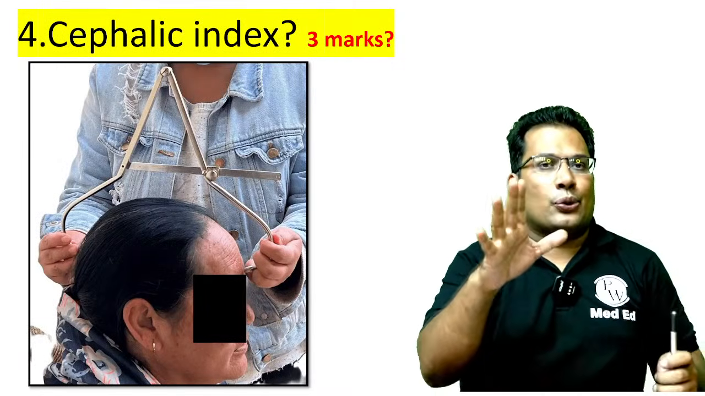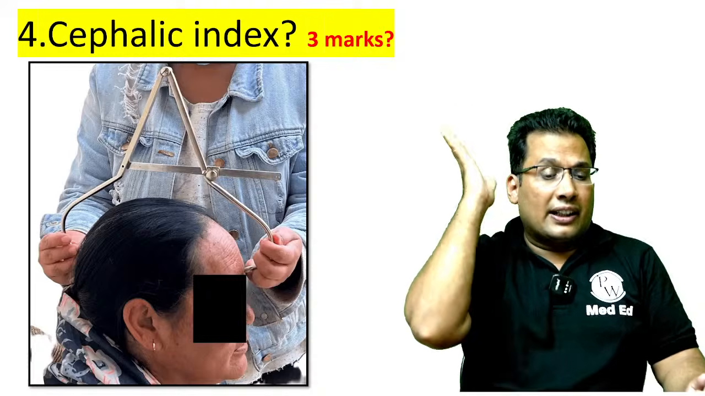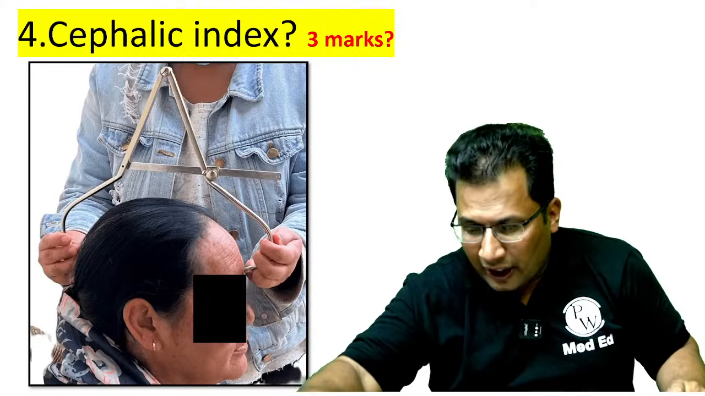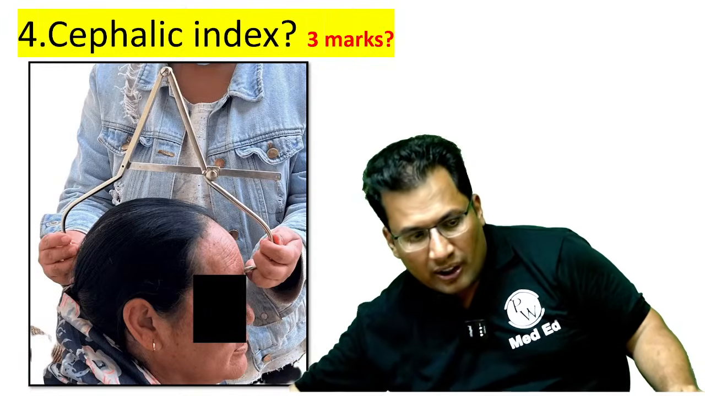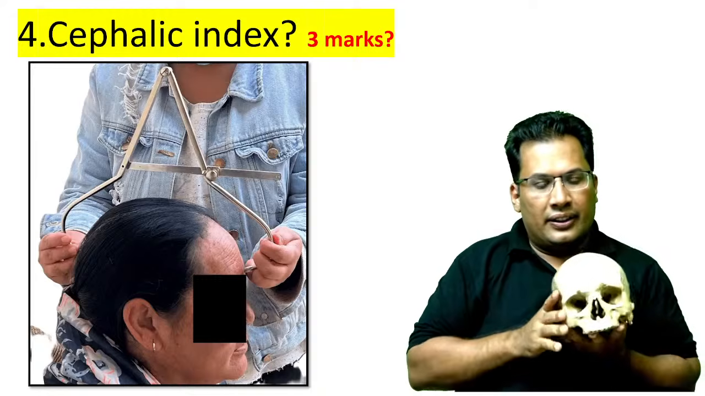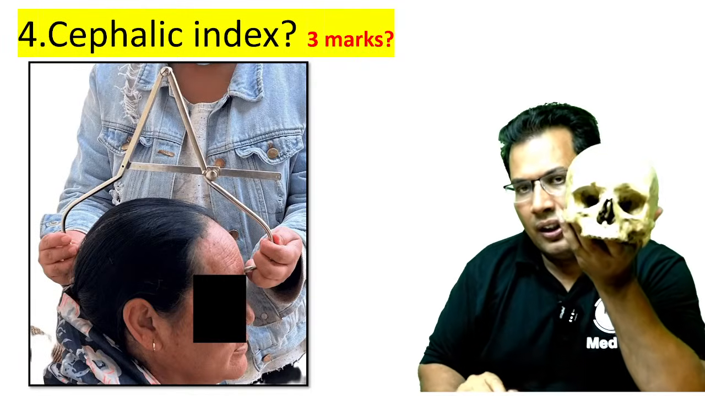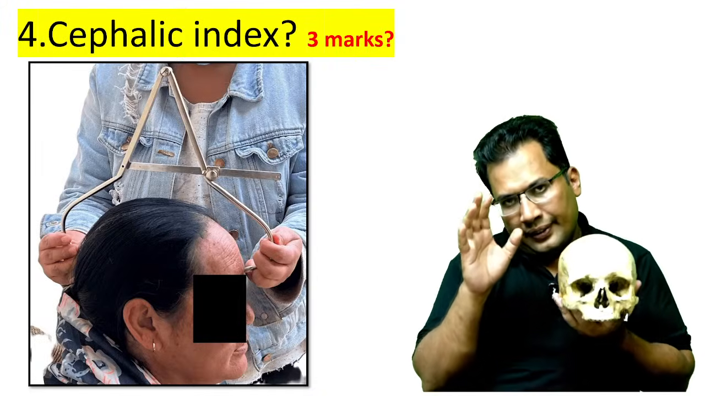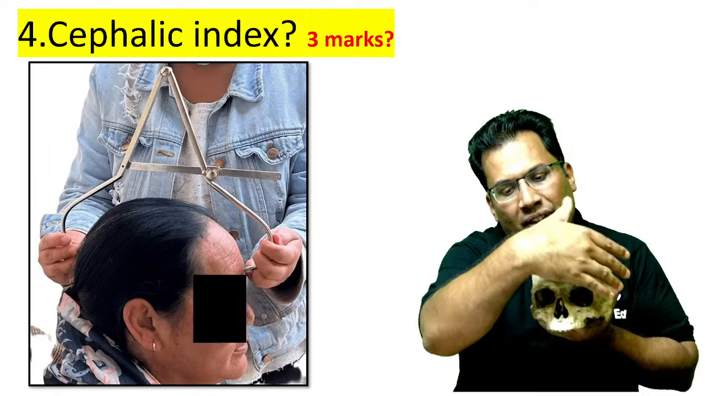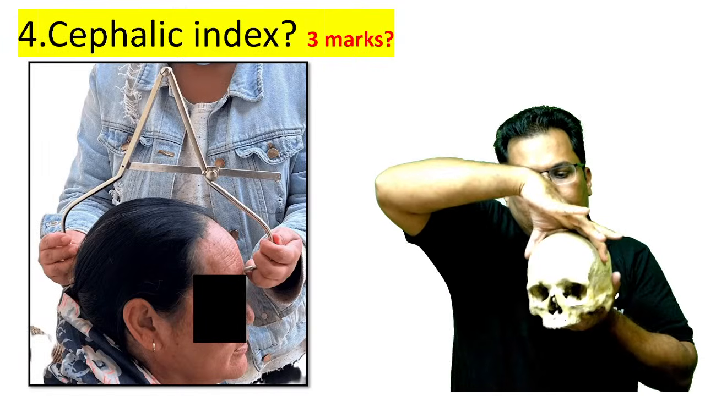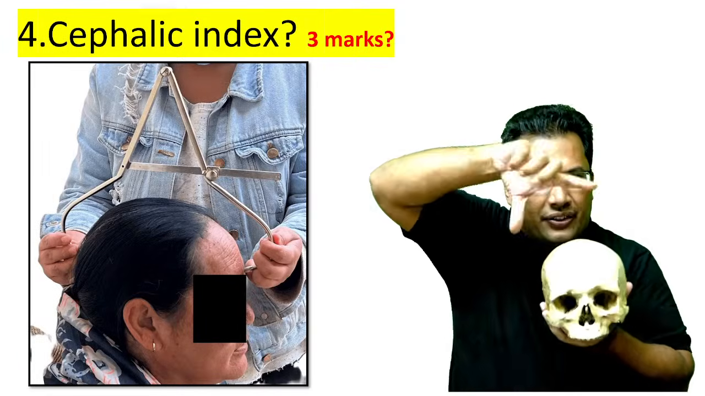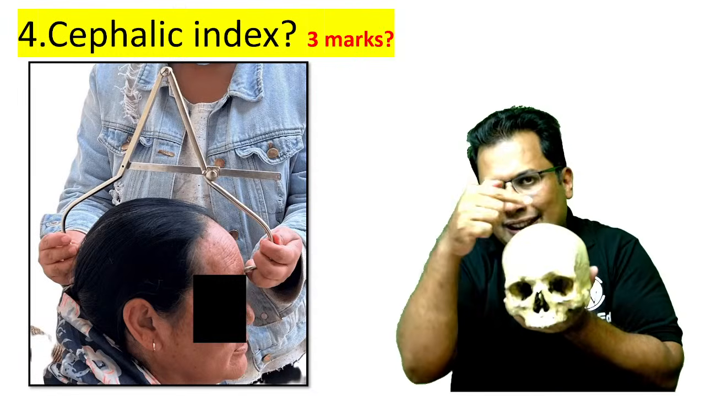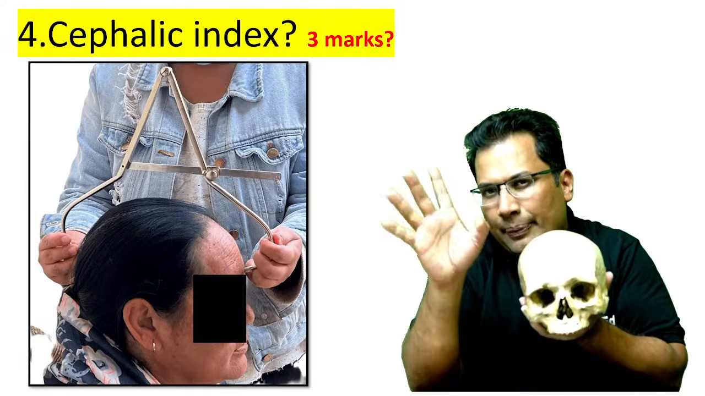Next question, 3 marks question from identification, cephalic index. So can anyone tell me what is cephalic index? What is the use of that? Now look at this. So here is the skull. The cephalic index is maximum breadth of the skull, so this is the maximum breadth between the parietal eminences, divided by maximum length multiplied by 100.